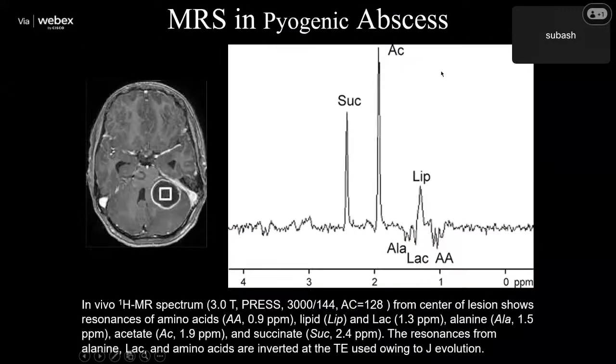This is a pyogenic abscess. Here you see the succinate peak, a very high succinate peak, which is not usually visible in other areas, but in pyogenic abscess you can see it. So you can immediately detect that this is a pyogenic abscess, and then the doctor can treat the patient accordingly. And then you have lipid and a big acetate peak. Nothing around NA, it is all gone, because NA and acetate are very close peaks. So NA is gone, but there's a huge acetate peak in this region.